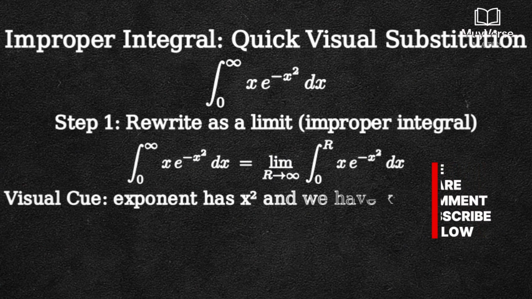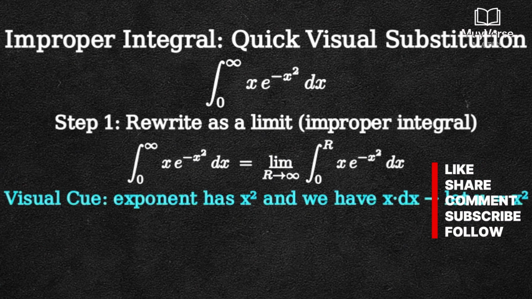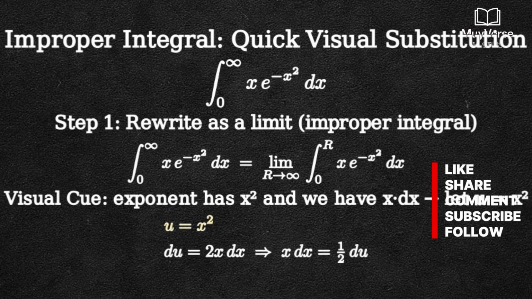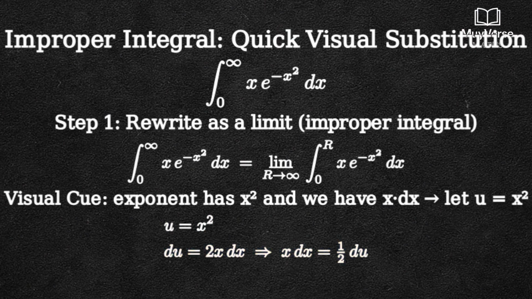Step 2. Spot the quick visual cue. Inside the exponent we have x squared, and out front we have x dx. That is perfect for the substitution u equals x squared. So let u equal x squared. And then du equals 2x dx, which gives x dx equals 1/2 du.